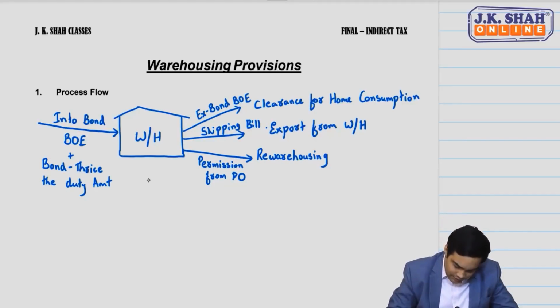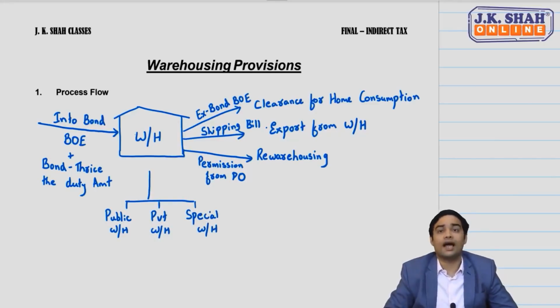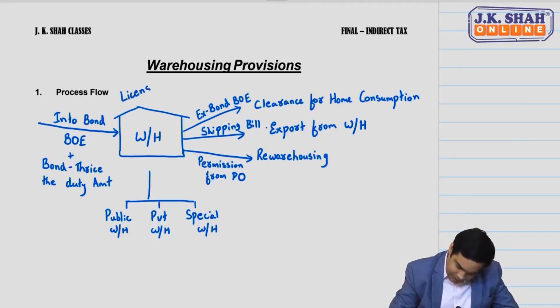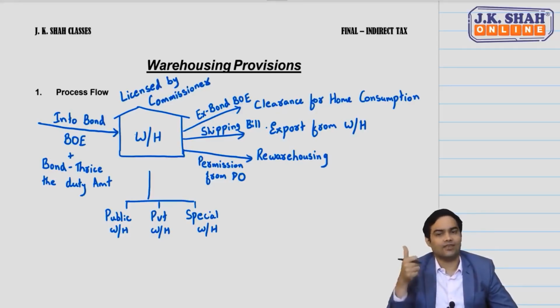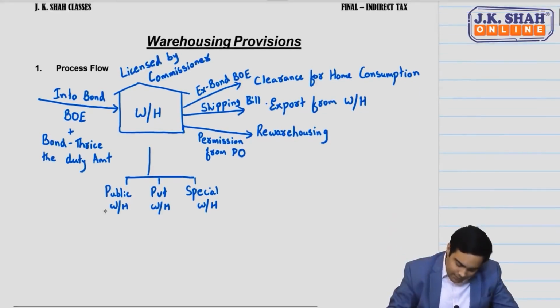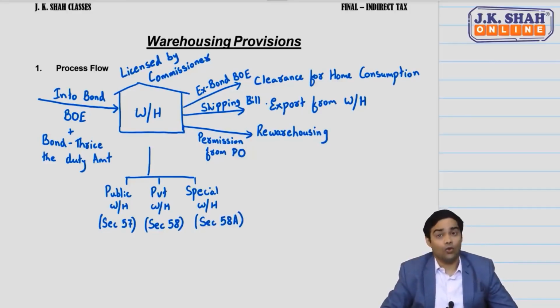Now there can be three types of warehouses. Public warehouse, private warehouse, and the third one is special warehouse. Let me tell you, all the three warehouses are licensed by commissioner. Is it, sir? Yes. It is licensed by the commissioner or principal commissioner. The rank is same. Principal commissioner or commissioner gives the license, whether public warehouse, private warehouse or special warehouse. Public warehouse is under section 57. Private warehouse under section 58 of Customs Act, and special warehouse is under section 58A. These are the warehouses.